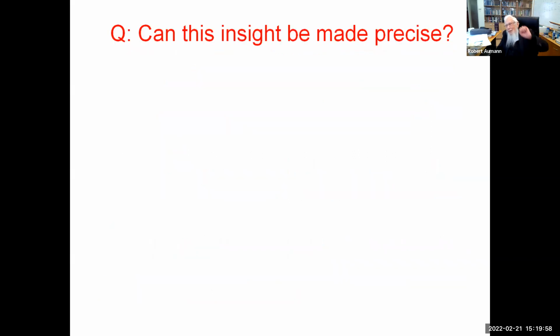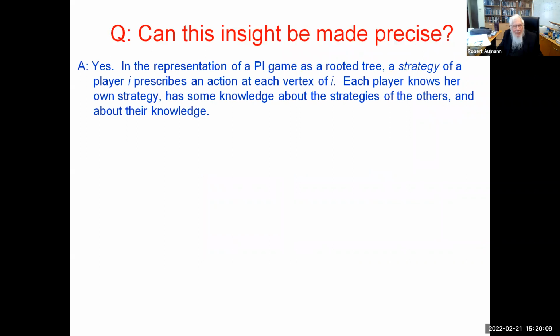Now we're going to go back to formal. Not entirely formal, but can this insight be made more precise? The answer is yes. In a representation of a perfect information game as a rooted tree, and I think most of us are familiar with that, a strategy of a player I prescribes an action at each vertex of that player. Each player knows her own strategy and has some knowledge about the strategies of the others, or maybe none at all, or maybe perfect knowledge. Knowledge is the subject that we're going to discuss in the sequel.